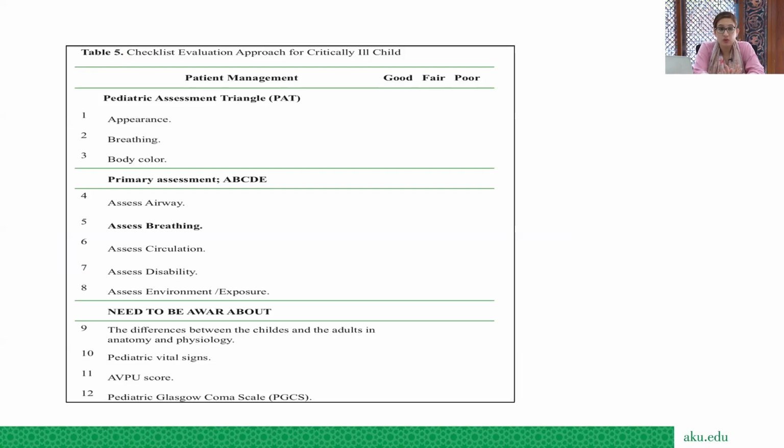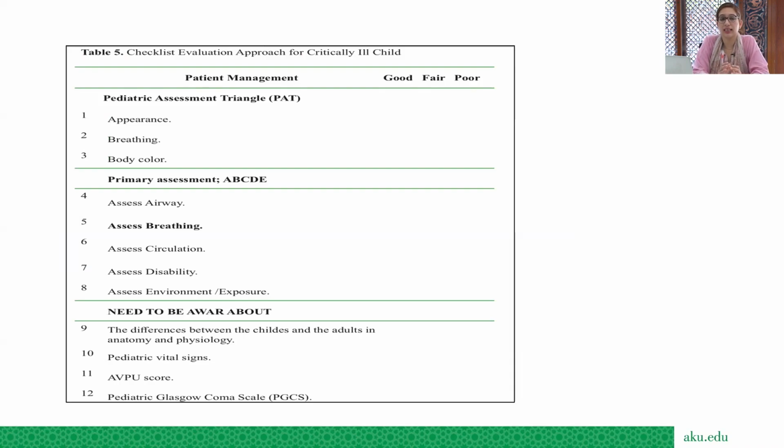So finally, moving on to the last few slides of my presentation, looking at the checklist evaluation approach for a critically ill child, we looked at the PAT. Remember the Pediatric Assessment Triangle, which includes the airway, breathing, and the body color or circulation. Airway appearance, you've already looked at, how the child looks, if the child looks sick, what kind of appearance the patient has. Breathing, you've already looked at the parameters, and then the color. Then you move on to the primary assessment, which is ABCDE. And of course, you need to be aware of, and also look at, while you're taking the history, digging out the SAMPLE history and the secondary assessment.